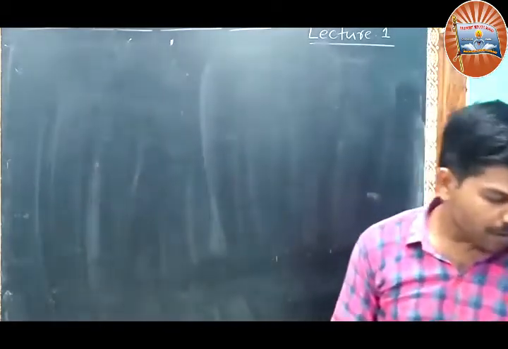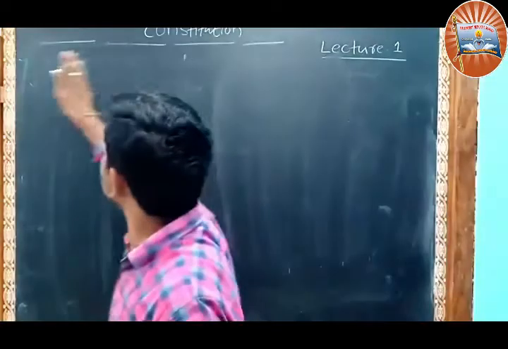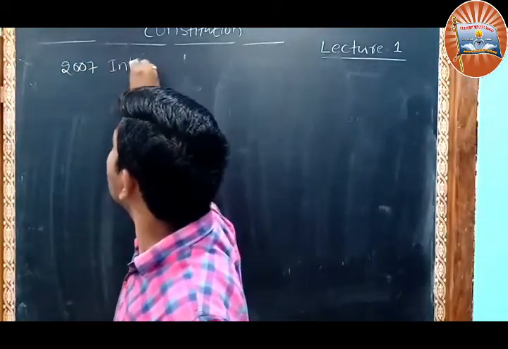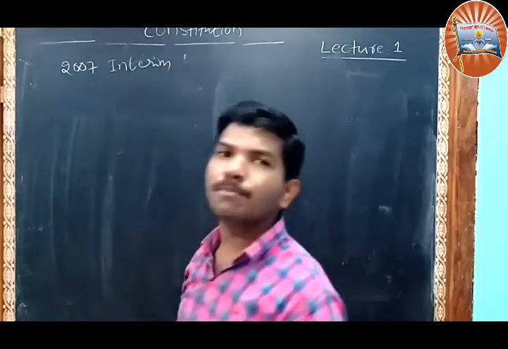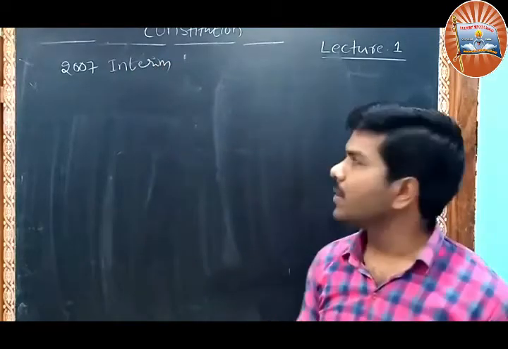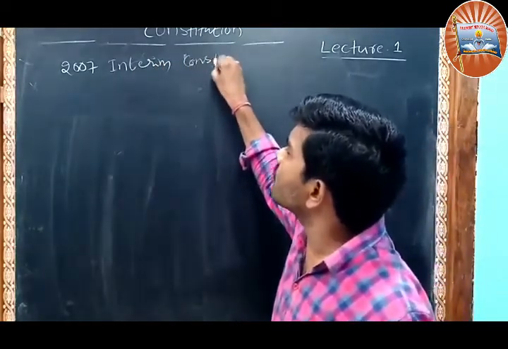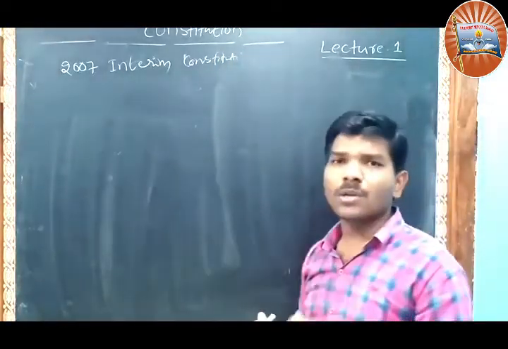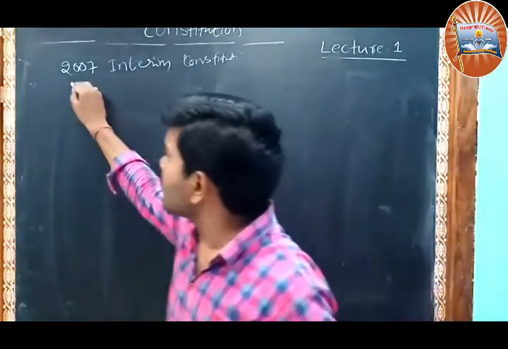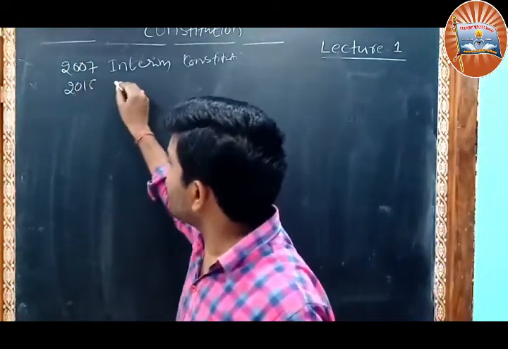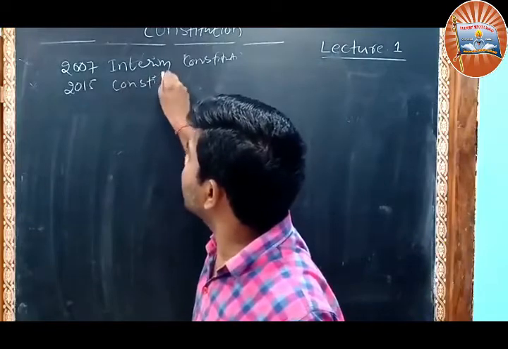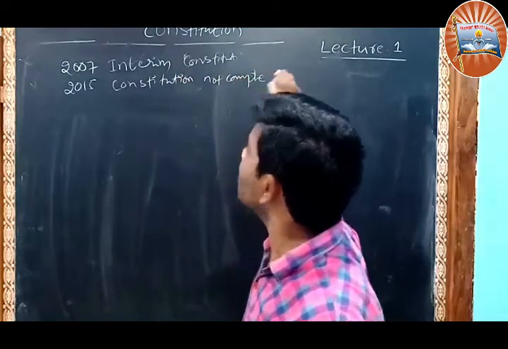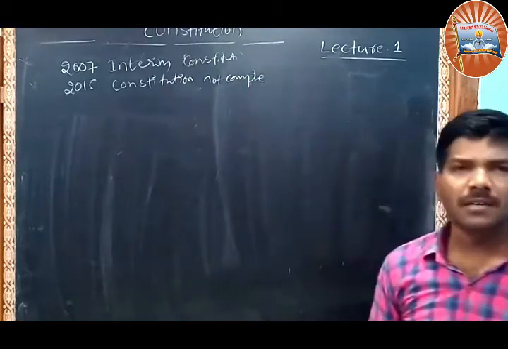In 2007, Nepal brought an interim constitution. Interim means temporary. A temporary constitution was drafted and made, and till 2015 the constitution was not completed. Sir, why was this constitution not completed?